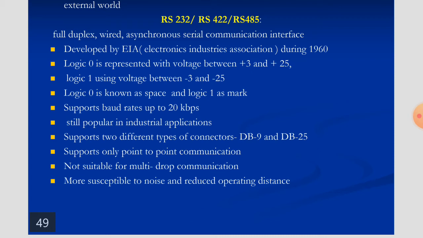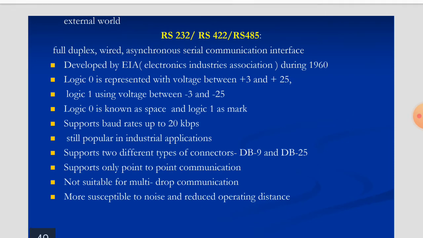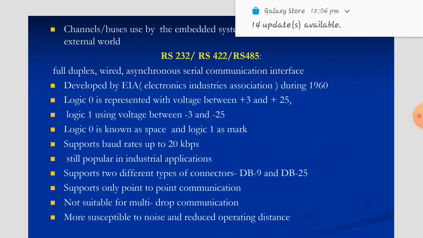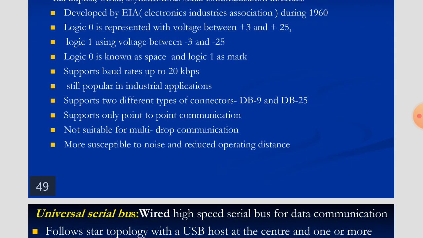In some applications they are going to use RS-232, in some cases RS-422, and in some cases RS-485, depending on the required speed of transmission. You can use different types of serial communications. Mainly this was developed by EIA, the Electronic Industries Association, during the 1960s. It is full duplex, wired connection, asynchronous, and it is a serial communication interface.